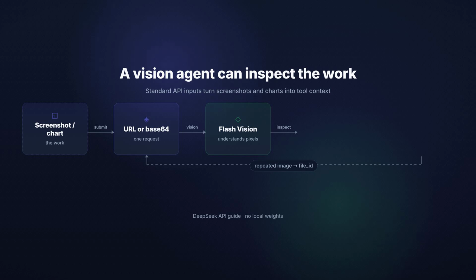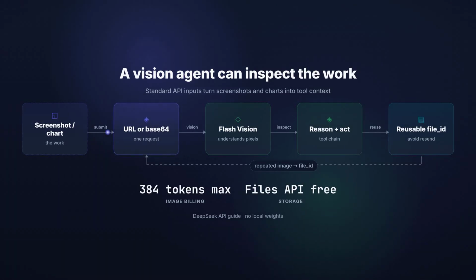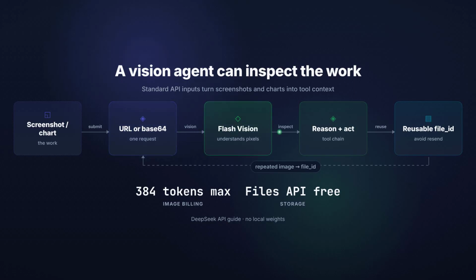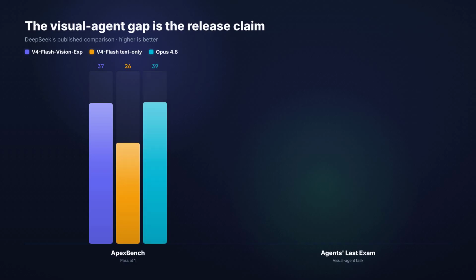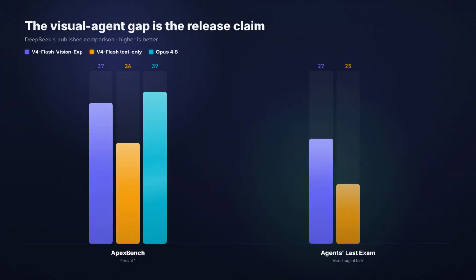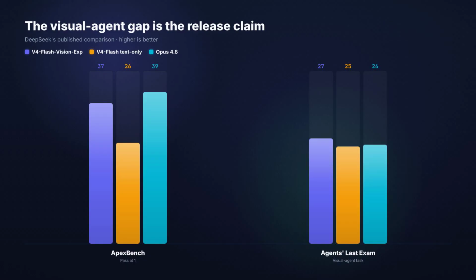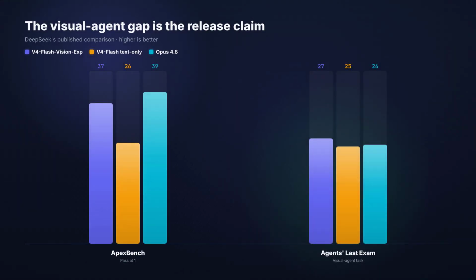Agents can use URLs, base64 input, or reusable files API uploads to inspect work rather than only read it. DeepSeek's own numbers make this more than a feature checkbox, because Vision Experimental stays in Flash's text agent range. The visual tests are the sharper result. At ApexBench, it posts 36.5 versus 26.2 for text-only Flash, and 39.4 for Opus 4.8.